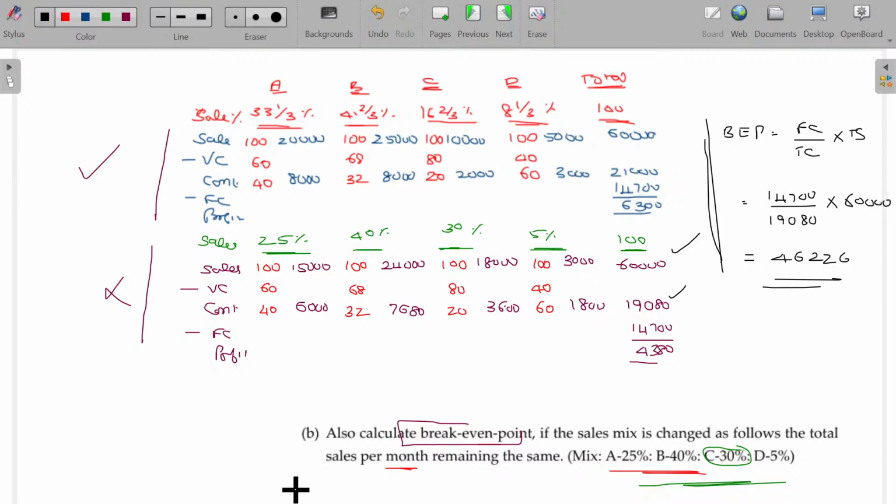In this 46,226, sales should be in the mixture of 25 is to 40 is to 30 is to 5 ratio. Only then you will get the BEP. For this mixture, this will be the overall sales to attain the BEP. Clear?